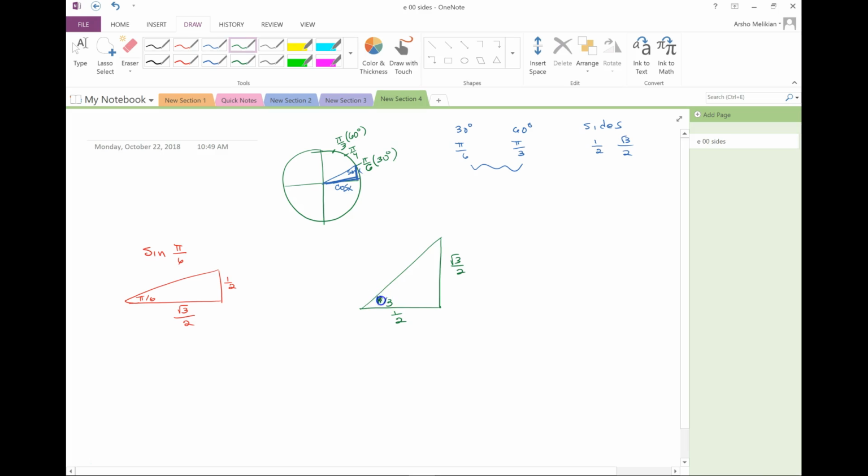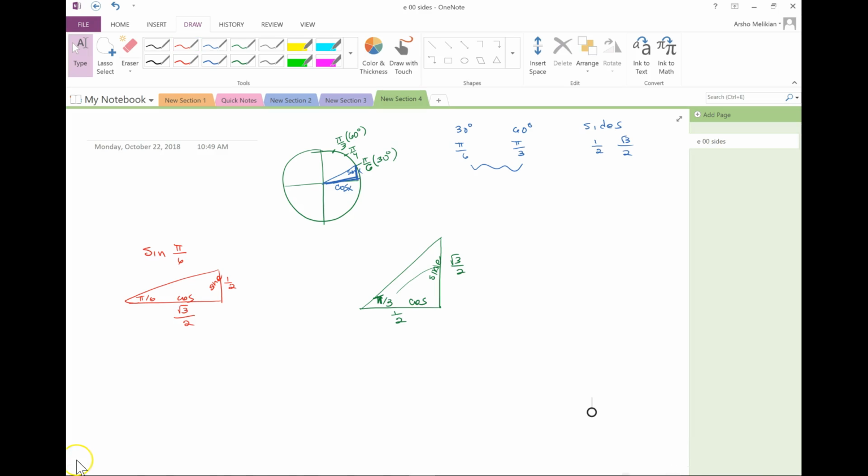If I'm looking at pi over 3, that's the larger angle. It faces the larger side of root 3 over 2. So here, sine is root 3 over 2 and cosine is 1/2. Here, sine is 1/2 and cosine is root 3 over 2.